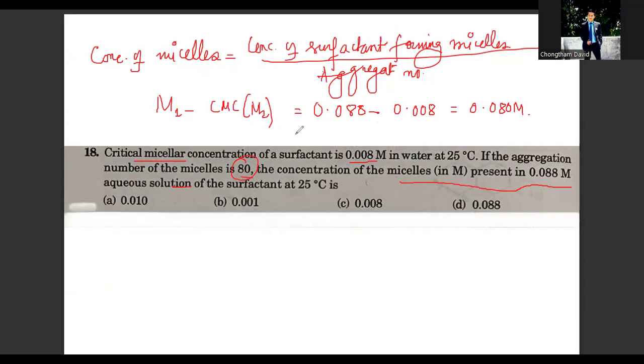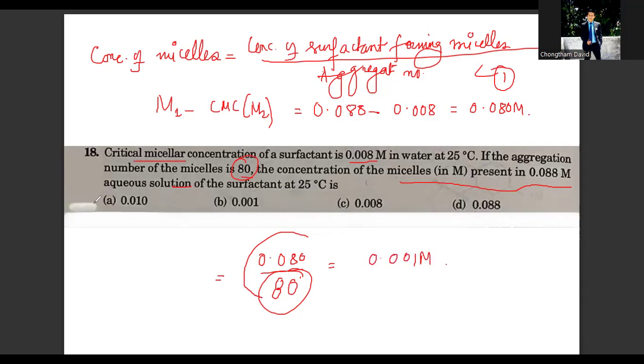So how do we know this value? We can easily get the value by dividing this 0.08 by the aggregation value. Using this equation number 1, concentration of surfactant forming the micelles divided by aggregation number. So this is the value. Subtract this and divide by 80, the aggregation number, you will be getting 0.001 molar. B is the answer for question 18.